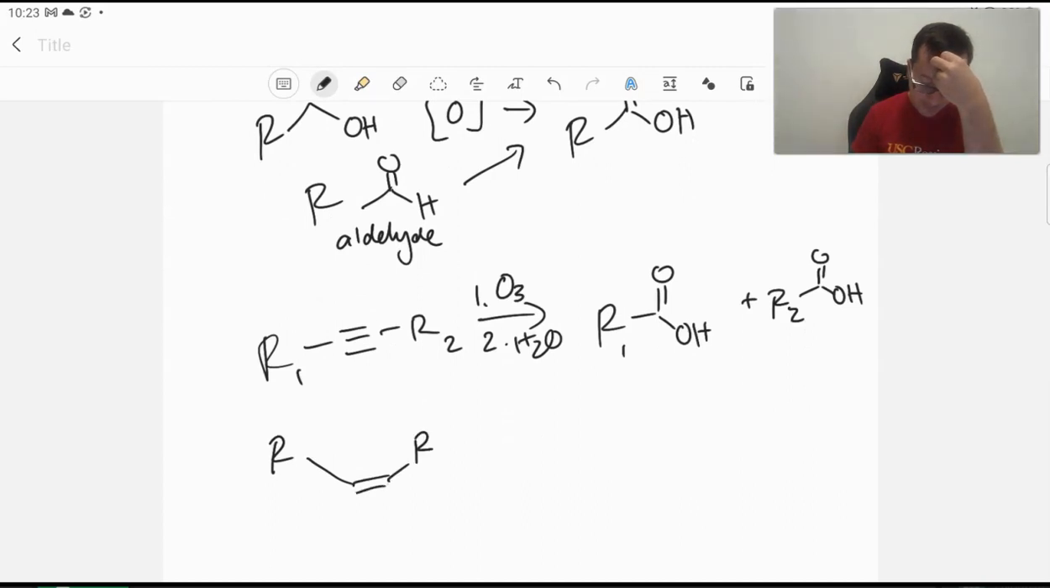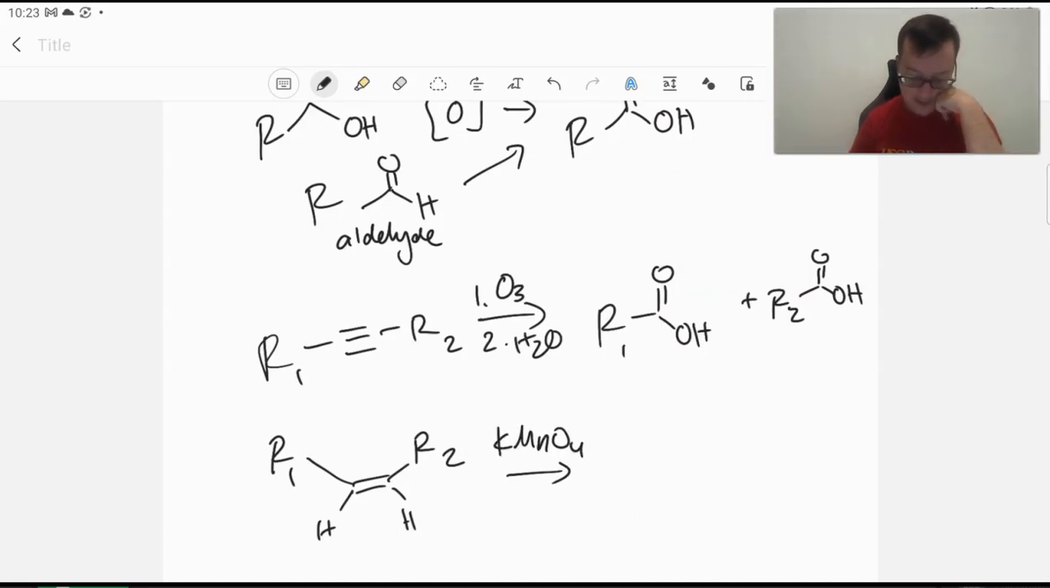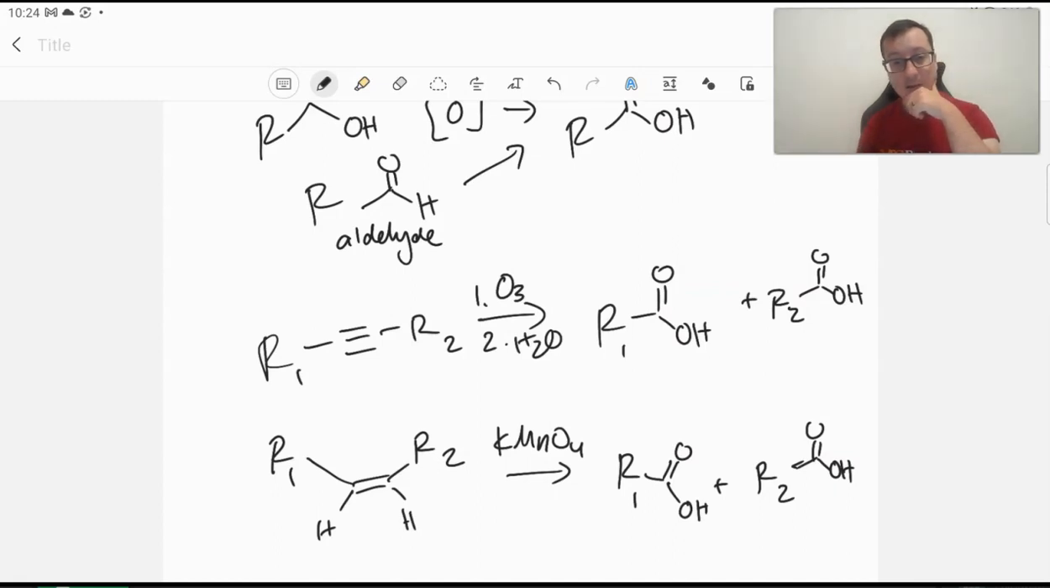What about these things? Alkenes. How do we get carboxylic acids from alkenes? Oxidative cleavage, right? Nice, strong KMnO4 will give us carboxylic acids. If you have a disubstituted alkene, you can get carboxylic acids there.